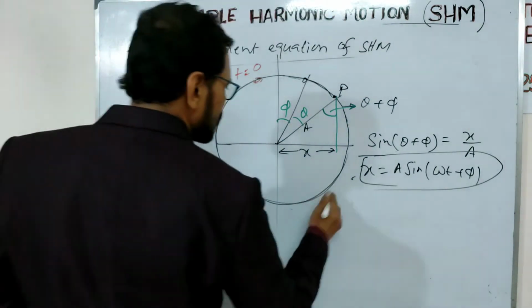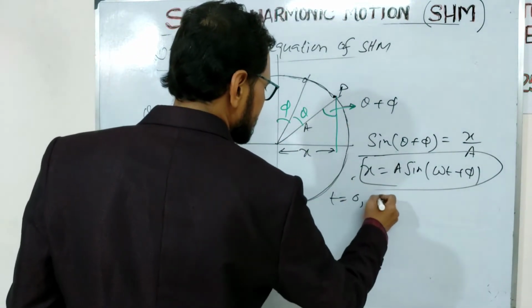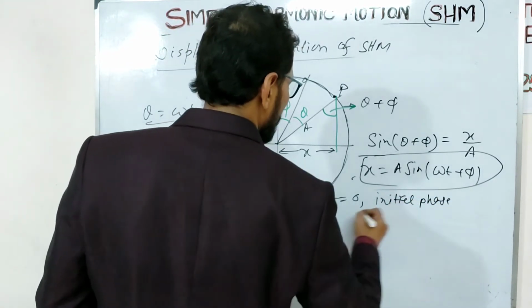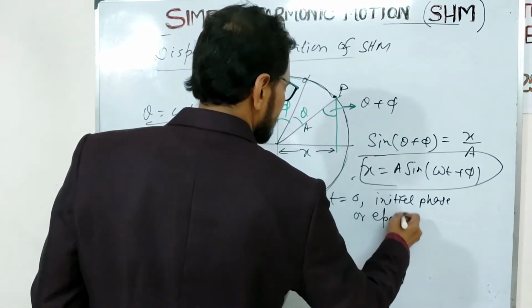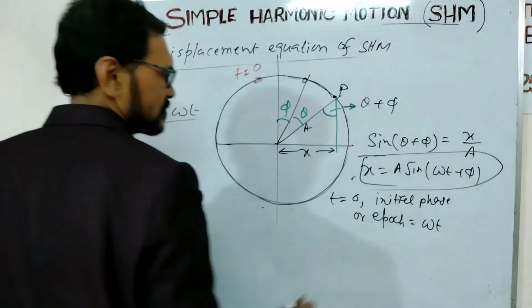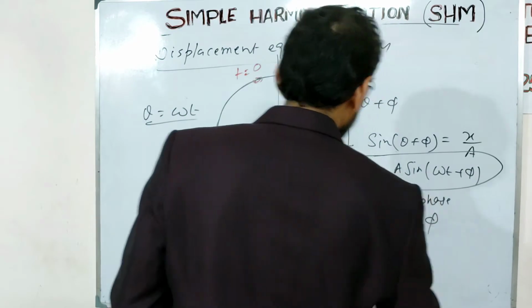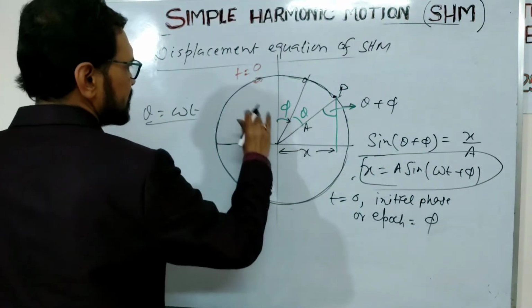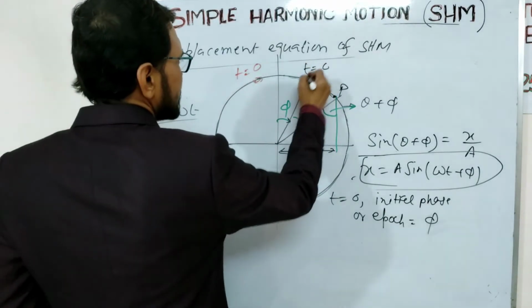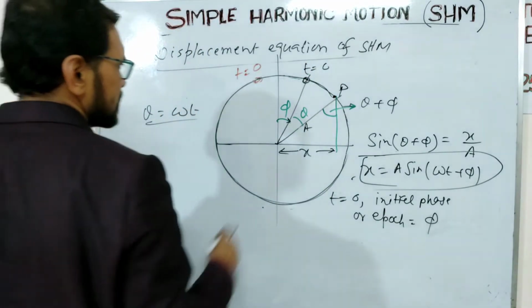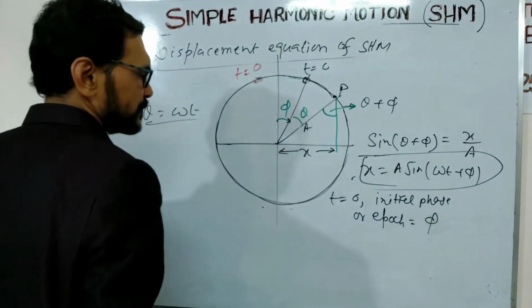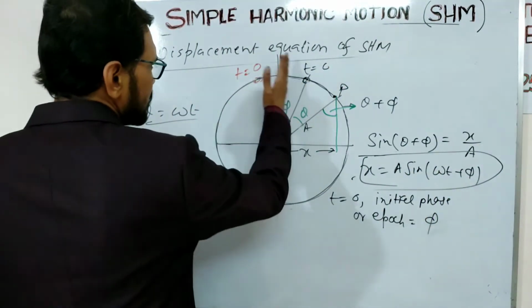So at t equal to 0, what is the initial phase? The initial phase or epoch equals omega t plus phi, which is positive. So the initial phase is phi. Positive phi means to the right of the vertical line. That is where the particle starts. So when x equals this, we know that the particle starts from the right of the vertical line.